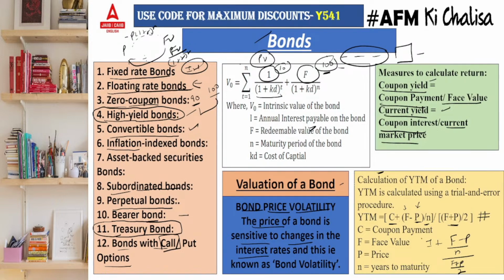Always solve these brackets first. (F minus P) raised to power N has to be solved first, and divide by (F plus P) divided by 2, and then add it up with the interest. Then you will get the correct calculation, everyone.